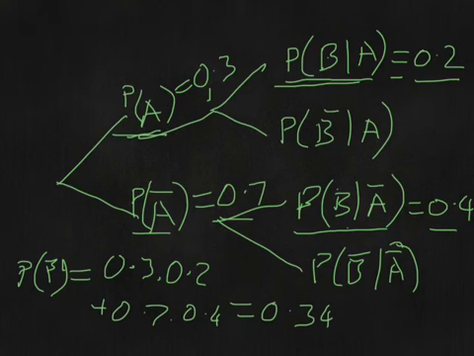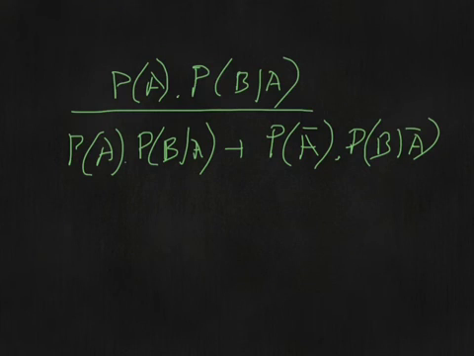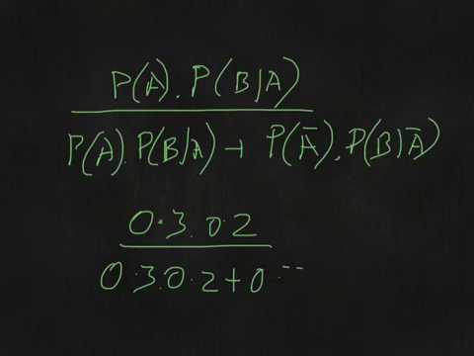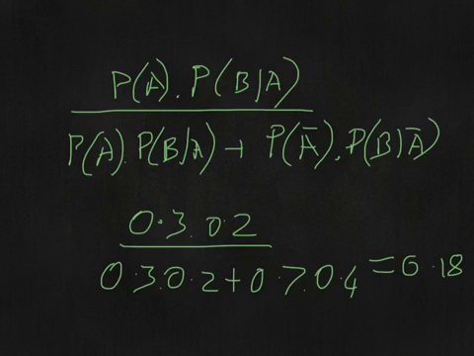So I think the answer was 0.3 times 0.2 divided by the same thing, 0.3 times 0.2 plus 0.7 times 0.4, and that should give us 0.18. And we are done. So next up, question 2.